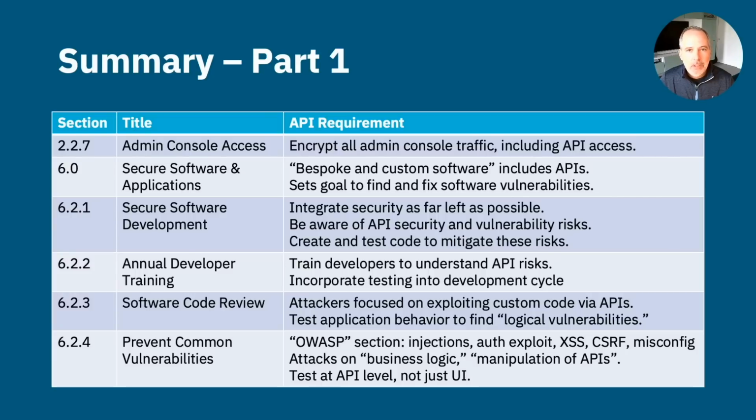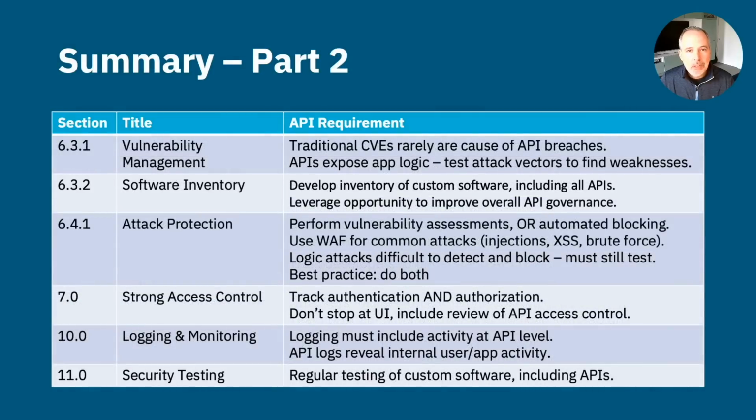6.2.4 covers a wide range of well-known application attack types and mirrors closely the threats listed in the OWASP Application and API Security Top 10 lists. This section rightly calls out API specifically and highlights attacks on business logic and manipulation of APIs. The point being, your vulnerability discovery efforts need to cover APIs, not just UIs. 6.3.1 calls on organizations to implement vulnerability management programs. It's important to focus on the vulnerabilities that are likely to cause the most damage.